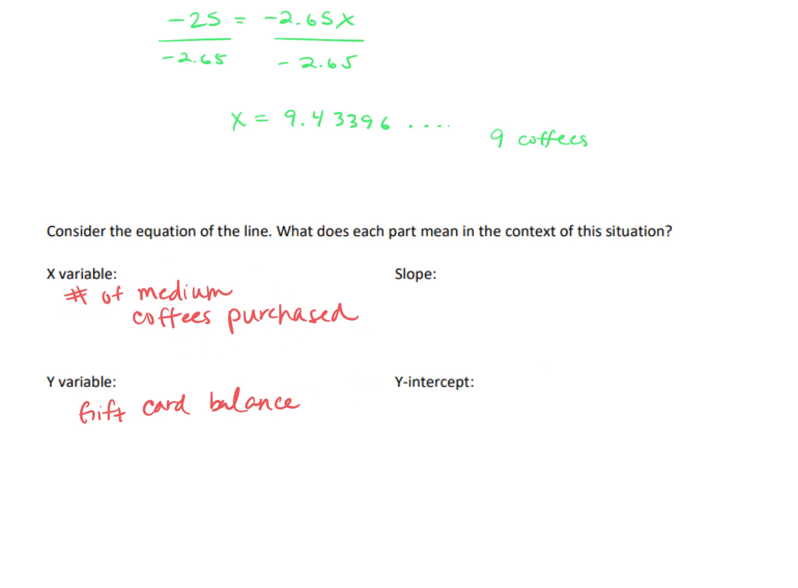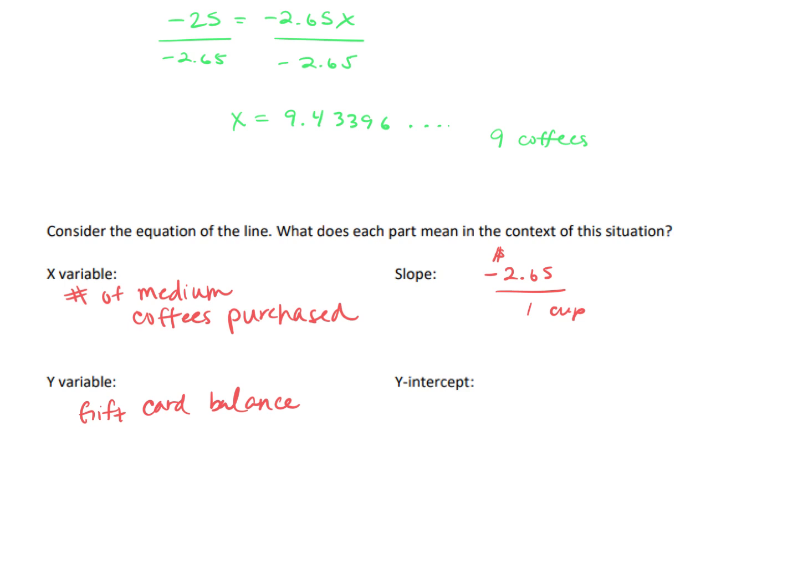Slope. So slope, you know, is your y2 minus y1 over x2 minus x1. The slope in this example is a negative 2.65. If we think about that as being over 1, that negative 2.65, that's a dollar amount. And then that 1 on the bottom is 1 cup of coffee. So what we're saying is that our gift card balance is changing by this much for every 1 cup of coffee that is purchased.